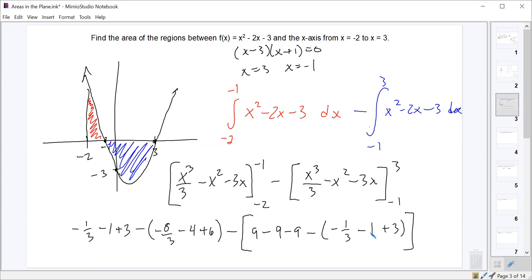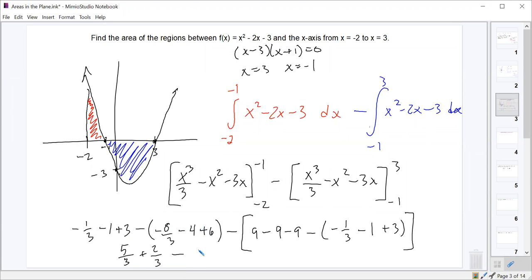Yeah. Cool. All right. So this is where things get a little bit messy sometimes because you got minus and minus and minuses and a bunch of other stuff in there. So let's just be careful with this here. First off, -1/3 minus 1/3 plus 3. That's -1/3 plus 2. So -1/3 plus 6/3 would be 5/3. And then we've got -8/3 minus 4 plus 6. So that's -8/3 plus 2, which would be -2/3. So we got minus -2/3 or plus 2/3 for the first part of this.